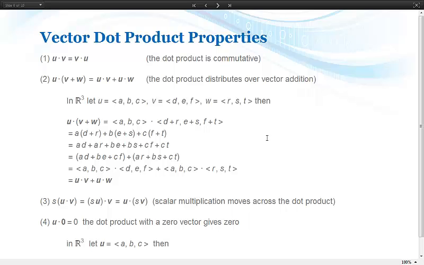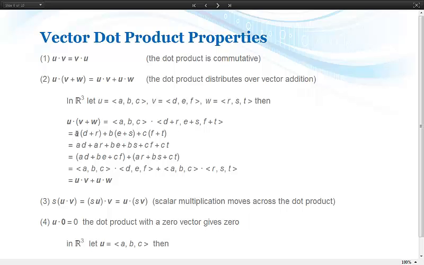So now I apply the rule for the vector dot product. I multiply a times the first element here, multiply a times the quantity d plus r, and then multiply b times e plus s, multiply c times f plus t, and I add those up. So now I'm out of the vector world again. This is just an expression using real number arithmetic.